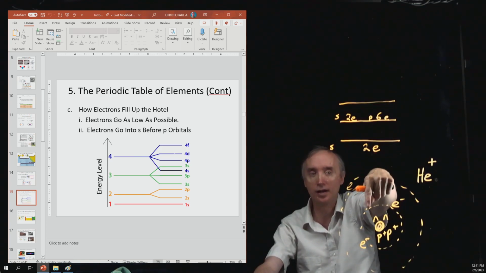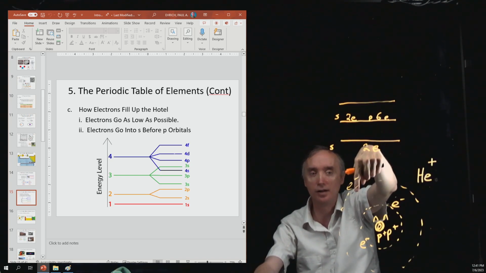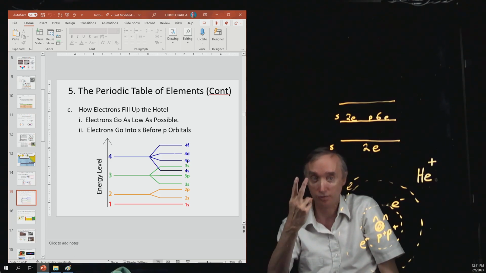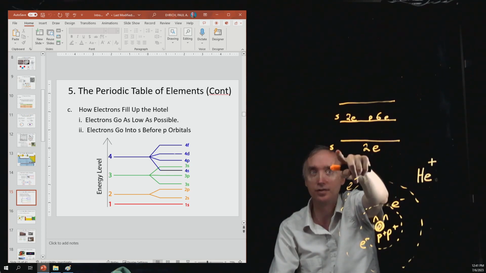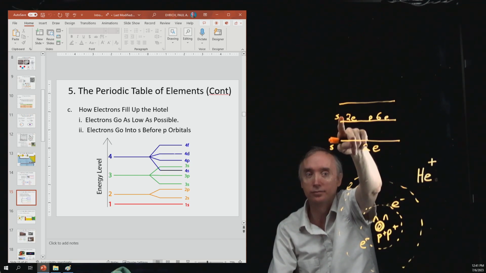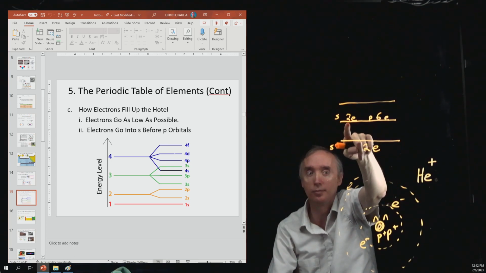So the first electron is going to go into the S. The second electron goes into the S because it can hold 2. And then the third one, it cannot go into the S down here because it's full up. So that third one has to go up here. And it starts to fill in this one first because it would rather go into the S than to go into the P. So it's going to start to fill up this room first.